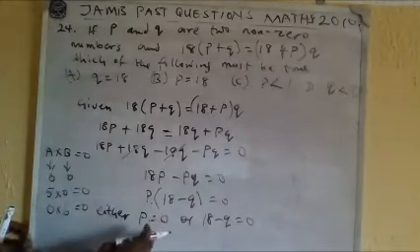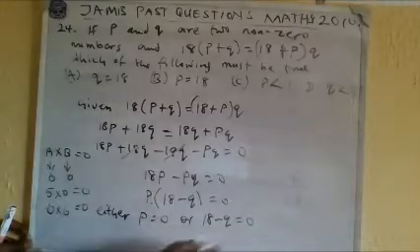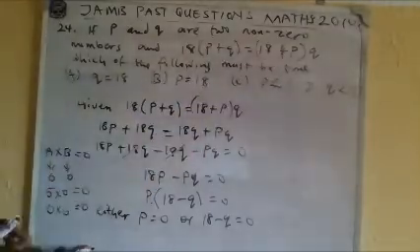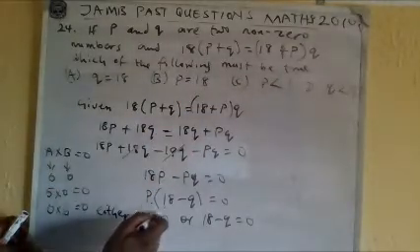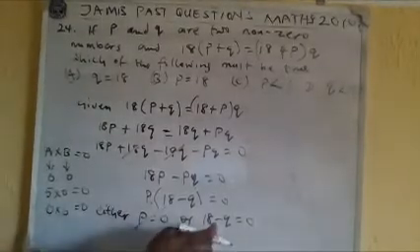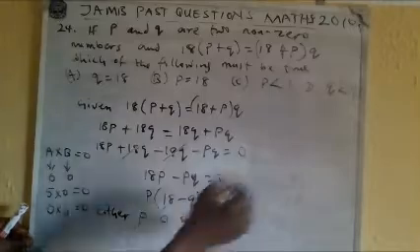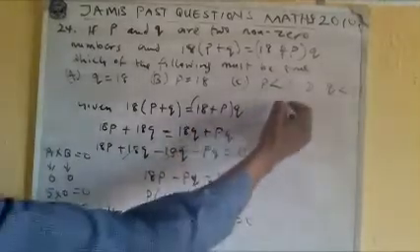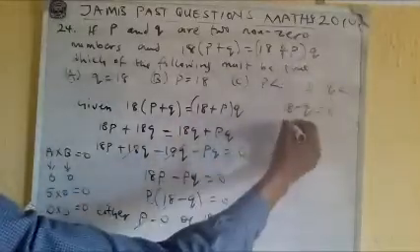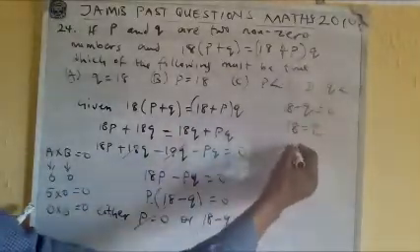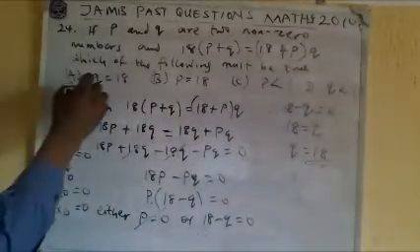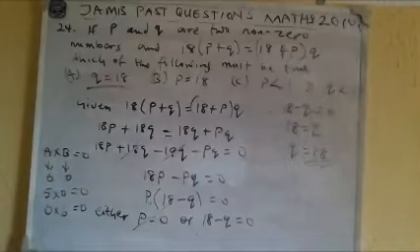Either P is equals to 0 or 18 minus Q is equals to 0. But then we're told that there are two non-zeros. That means this one solution is not valid. So we are now left with this one. Therefore, 18 minus Q is equals to 0. Then Q will go to the other side. 18 is equals to Q. So Q is equals to 18. That's the answer. That should be A. A is the option.